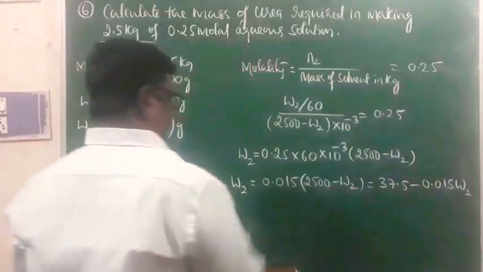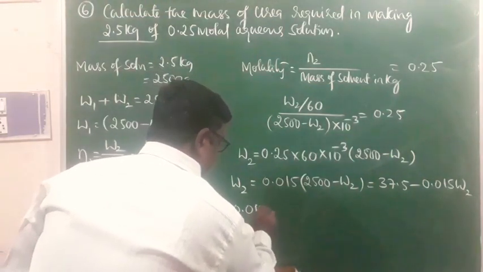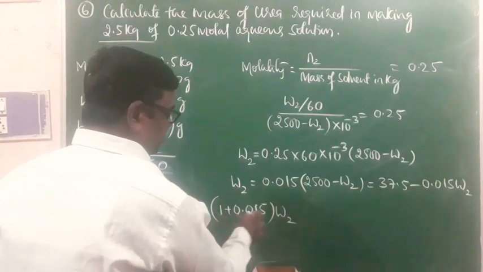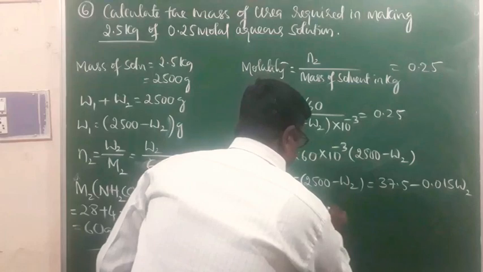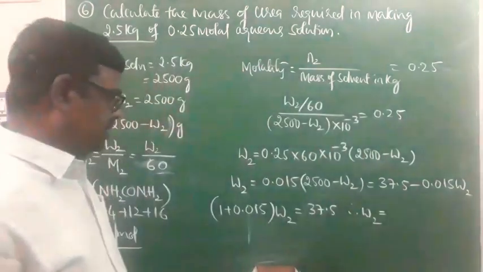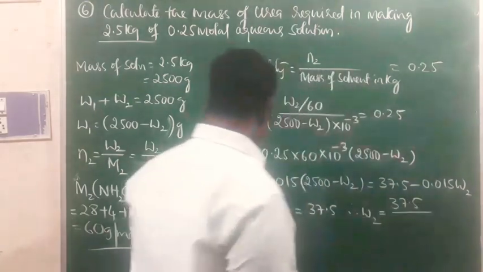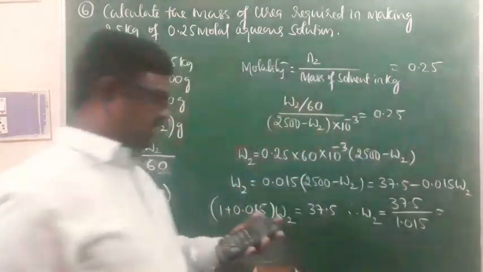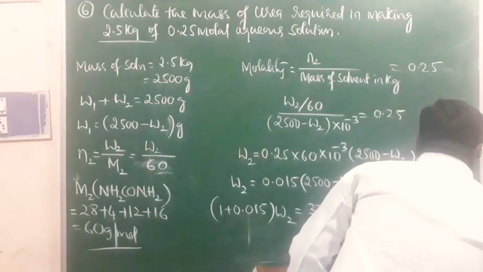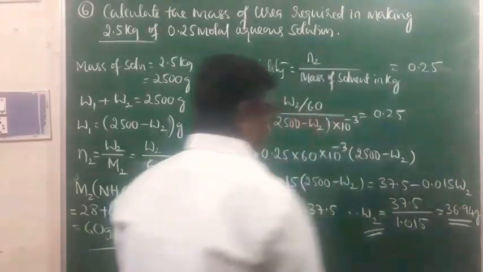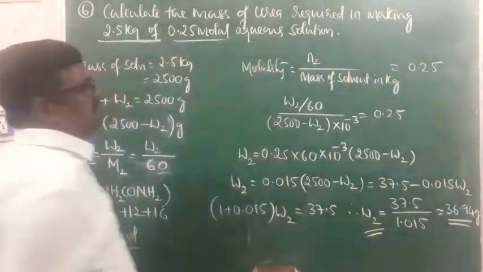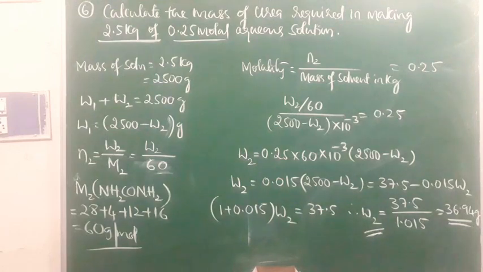Now bring all the W2 terms to one side. What happens? 1 plus 0.015 into W2. Taking W2 common, it becomes 1 plus 0.015. That equals 37.5, okay? Therefore W2 equals 37.5 divided by 1.015. Add that, how much does it become? Divided by 1.015, that is 36.94 grams. So that is what we call the mass of solute. 36.94 is the mass of solute W2 required to prepare 2.5 kg of 0.25 molal urea solution. I hope you understood, right?